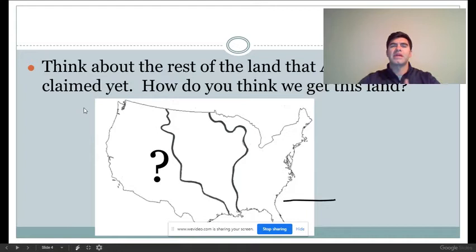So take a moment to reflect. How do you think the United States gets the rest of that land out west where you see the question mark here? So we know Thomas Jefferson purchases the Louisiana Territory from France during his presidency in 1803. We also know at this point that the United States acquires Florida through the Adams-Onis Treaty, signed by President James Monroe during his presidency. So how do you think the United States acquires the rest of that land in the West, of which it is currently in control of?